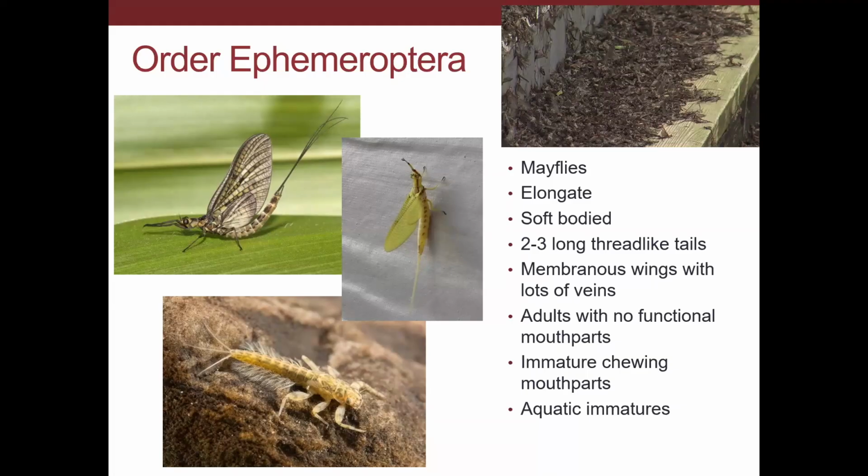they die. The immature stages are going to be in water, which is an important biological thing to know, because if you're having massive numbers of mayflies in an area, there has to be water somewhere nearby that they are emerging out of. And the immature stages do have chewing mouth parts. They're going to feed on algae and detritus and stuff that is in the water.